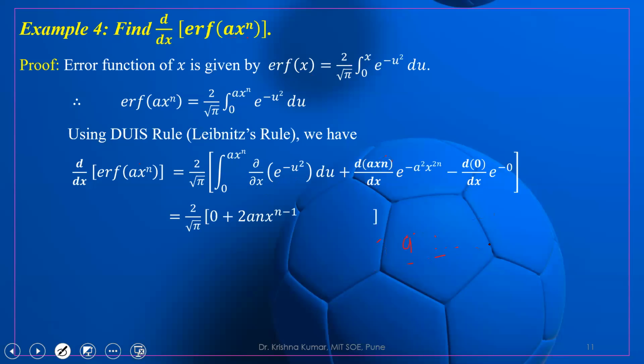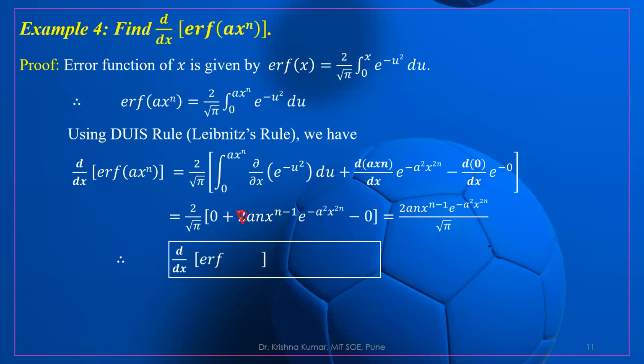So this is 2an x to the power n minus 1 e to the power minus x squared e to the power 2n. So now if we simplify it, what we are getting is 2 will be 4 now. This 2 will not count. This 2 will not be over here. Only n. Okay, so this is our answer.